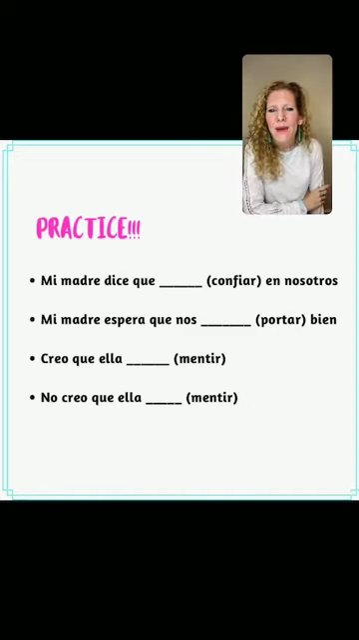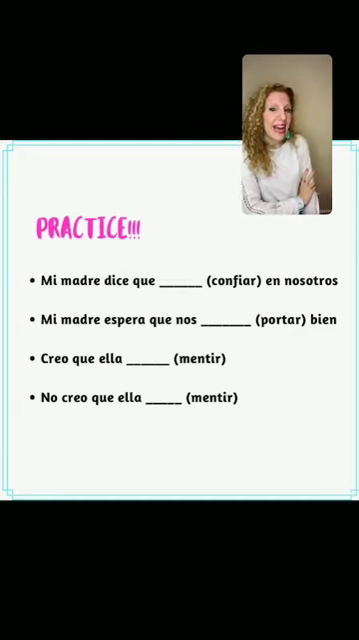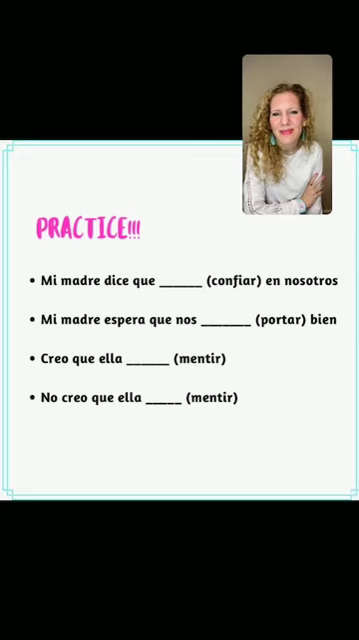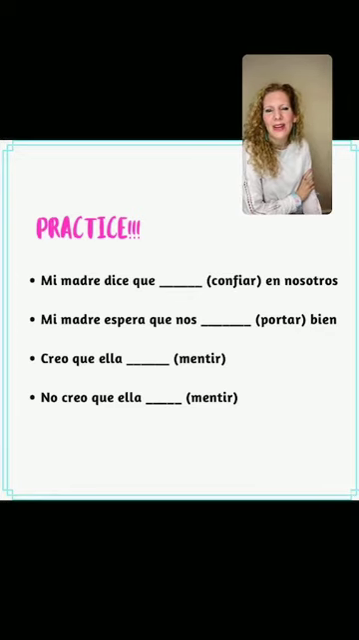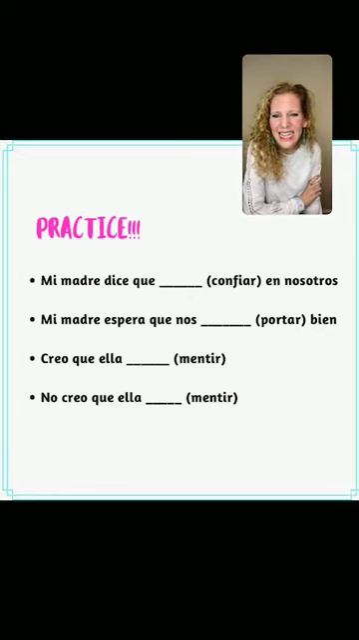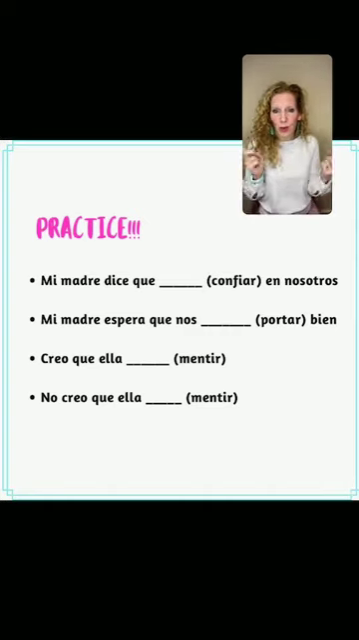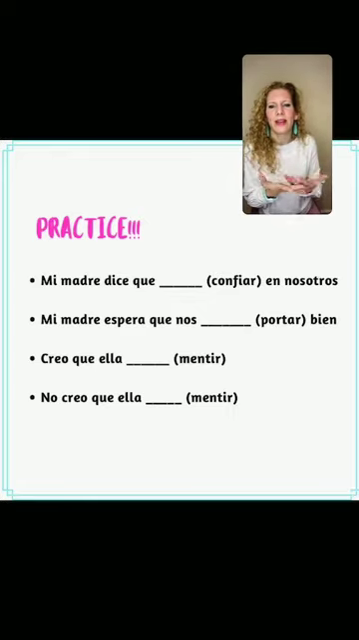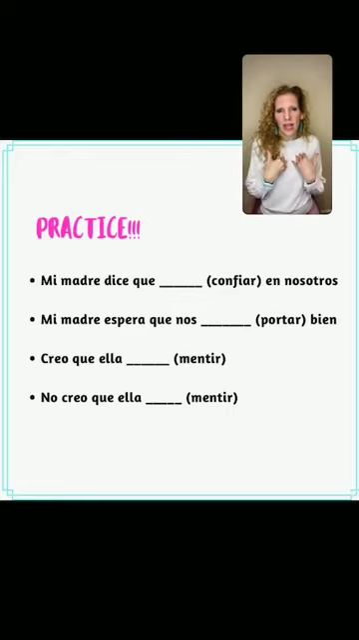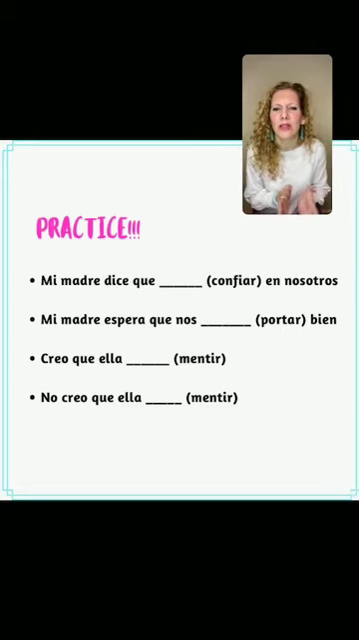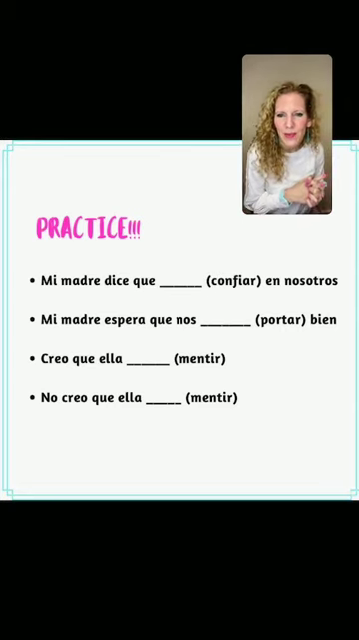Muy bien. Mi madre espera que nos portar bien. Okay, mi madre espera que nos... And the verb is portar, okay? So, mi madre espera que nos, it's plural, portemos. Muy bien, because it's plural, okay? We, nosotros nos portemos bien. Perfecto.